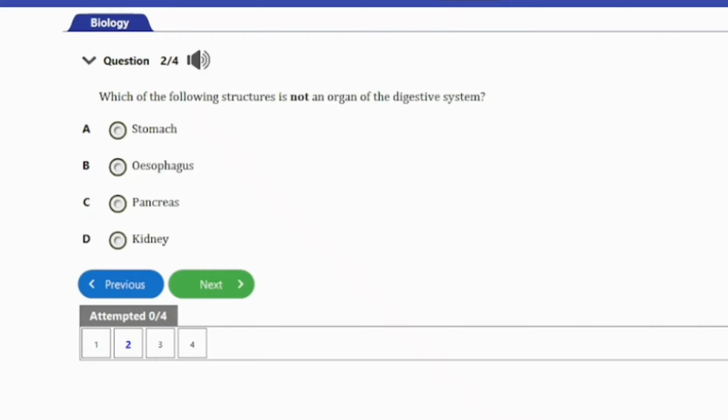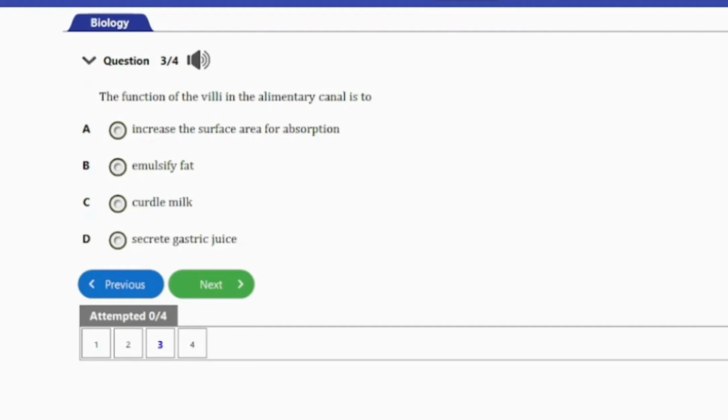So let's go ahead and consider the next question, guys. That's question number 3 here. It says, the function of the villi in the alimentary canal is to A. Increase the surface area for absorption, B. Emulsify fats, C. Curdle milk, and D. Excrete gastric juice. So guys, the villi in the alimentary canal is actually for increasing the surface area for absorption. So that's it for that question. Option A is the answer to this question.